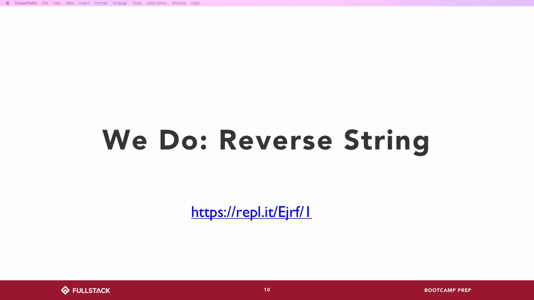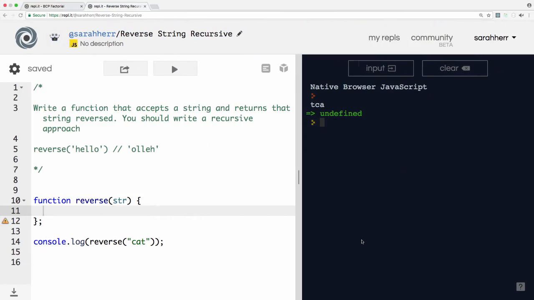Okay, so we're going to do an example. I'm sure this will look familiar. Slightly different. I think you reversed an array. We're going to reverse a string. So I'm going to pseudocode it out.